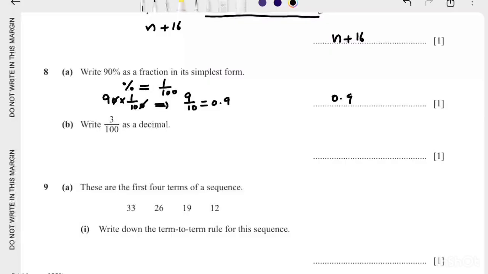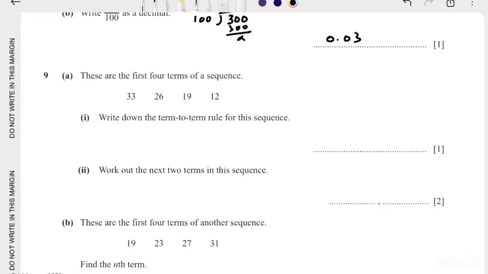B part, write 3 over 100 as a decimal. This is very simple. We can either divide it. Since this is smaller, we can put 0 here, decimal, and then 0 here, and here as well. So it will be 100 threes are 300. This is the answer. Next question.